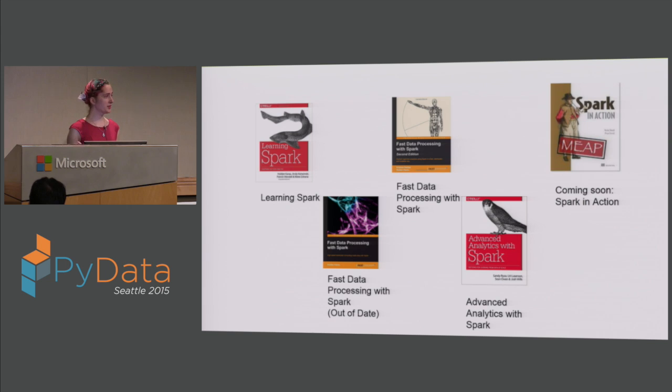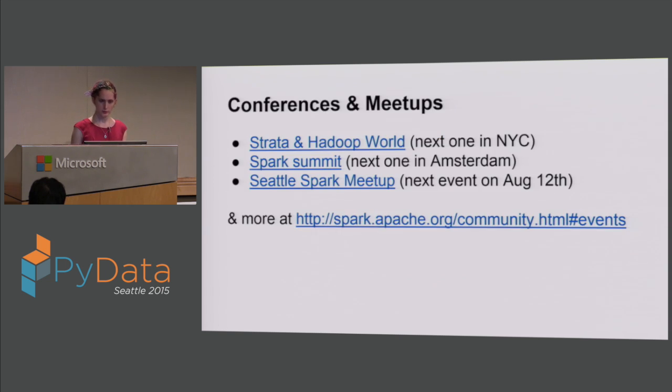There's a wonderful advanced analytics book by Sandy and some other wonderful people at Cloudera. And Spark in Action is supposed to be coming soon. I know they switched authors, and I don't actually remember who the new people are, but it'll probably have pretty up-to-date API coverage once it comes out too. So that's another thing to look at.